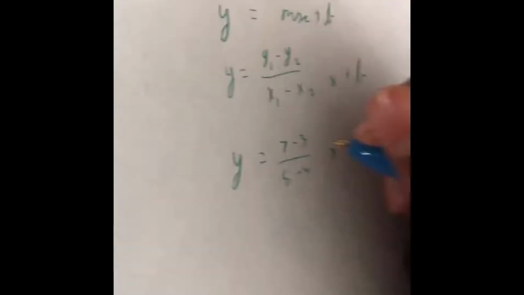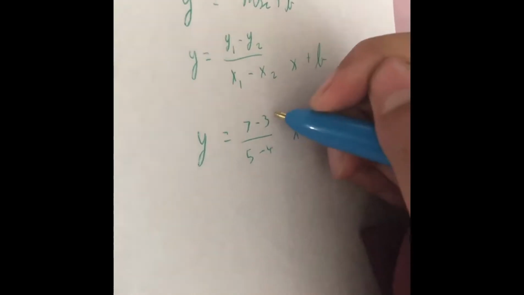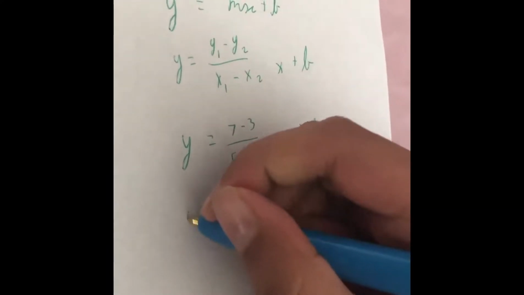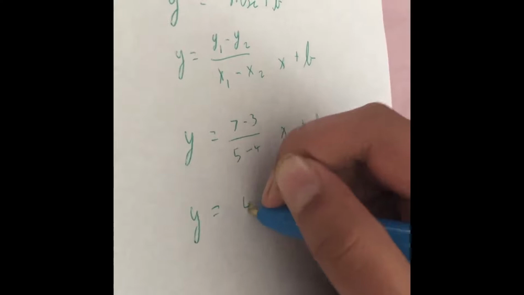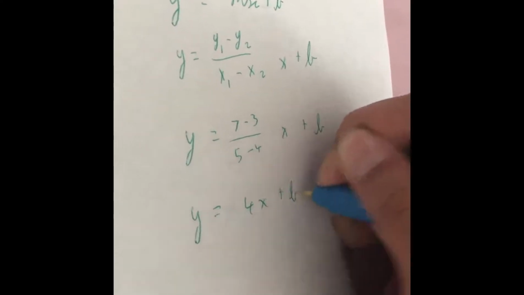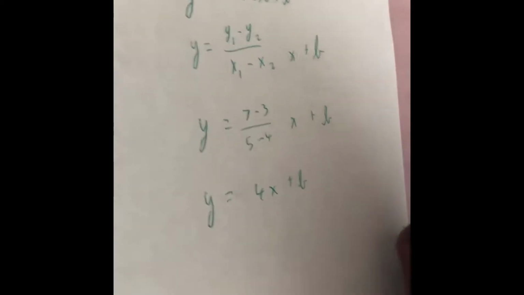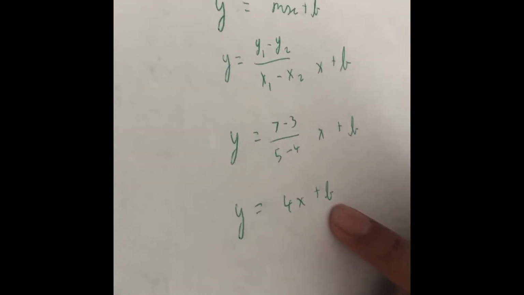And x plus b, which these two simplify to 4 because 7 subtract 3 is 4 and 5 subtract 4 is 1. So y equals 4x plus b. So after this, this is the equation. So now, step 3 is that you need to find b.